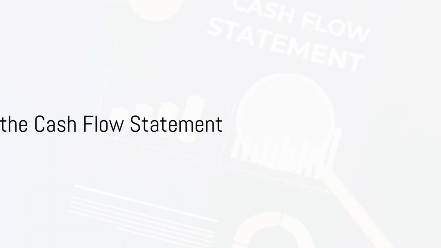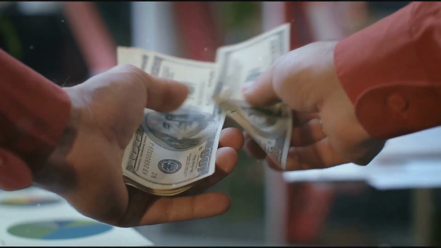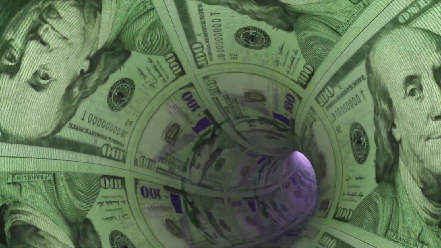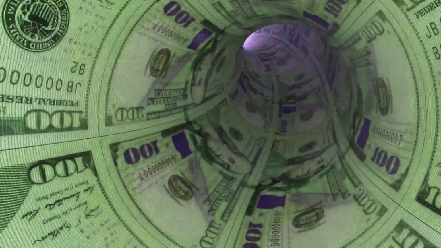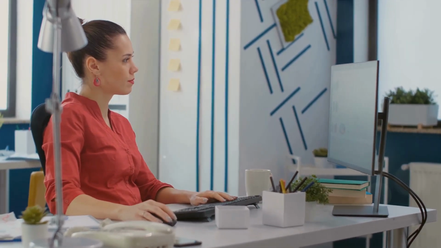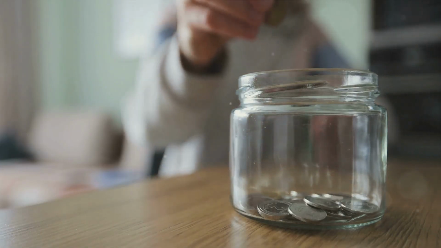Lastly, but certainly not least, we have the cash flow statement. This financial document is all about the lifeblood of any business, cash. It's a detailed roadmap of how cash is flowing in and out of a company, broken down into three sections: cash flows from operating activities, investing activities, and financing activities. It gives a comprehensive view of a company's liquidity.